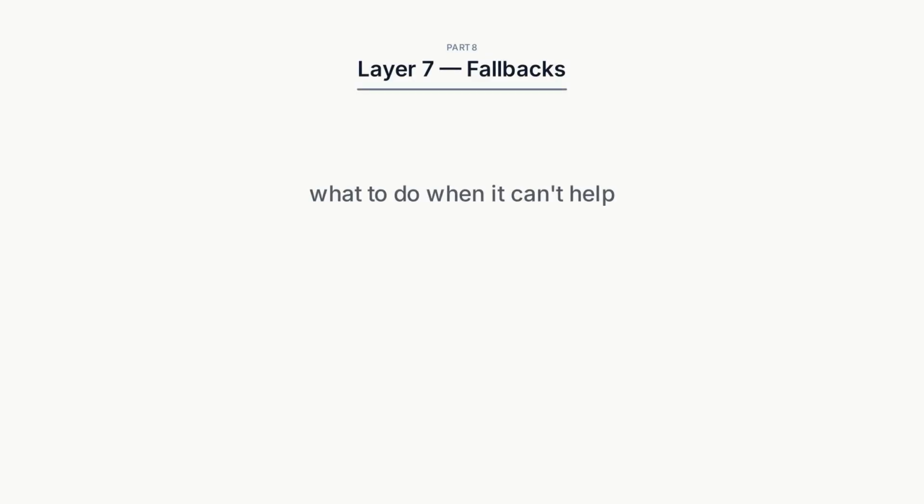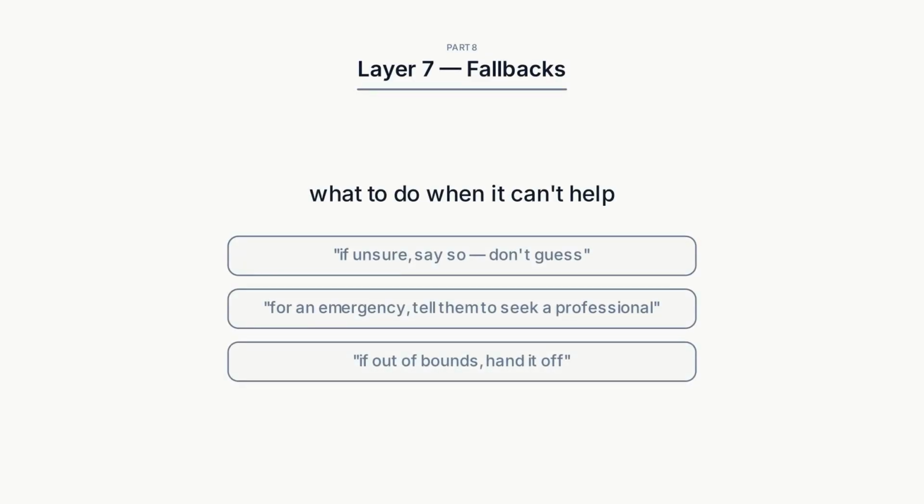Layer 7, and it's the one people always forget, fallbacks. What should the model do when it can't help, when it genuinely doesn't know or the request falls outside its bounds? A good instruction spells this out in advance. If you're unsure, say so plainly instead of guessing. If someone describes a medical emergency, tell them to seek a professional right away. If it's outside what you handle, hand it off. Name the escape hatch before it's needed.